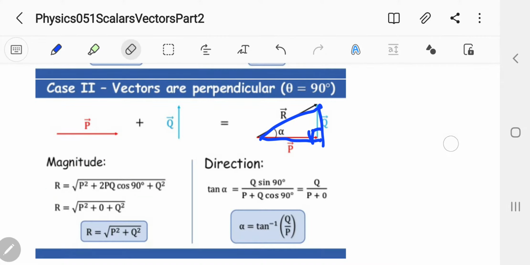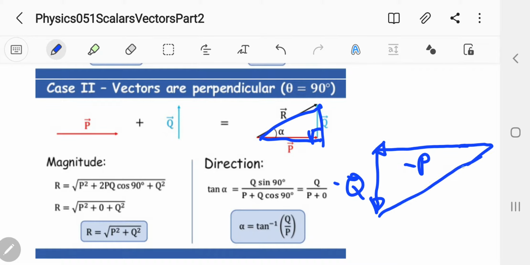So how about when P and Q are both negative? So if you have P is negative, P is this one here, and then Q would be going this one, this is negative Q. So your alpha will be measured here, going here. So what is that?